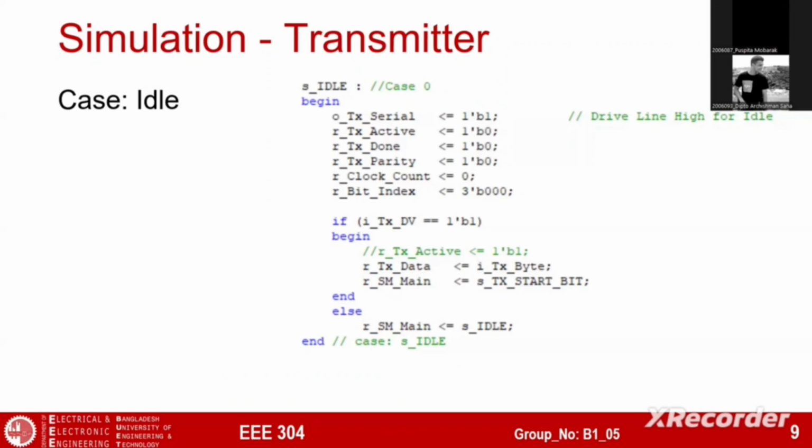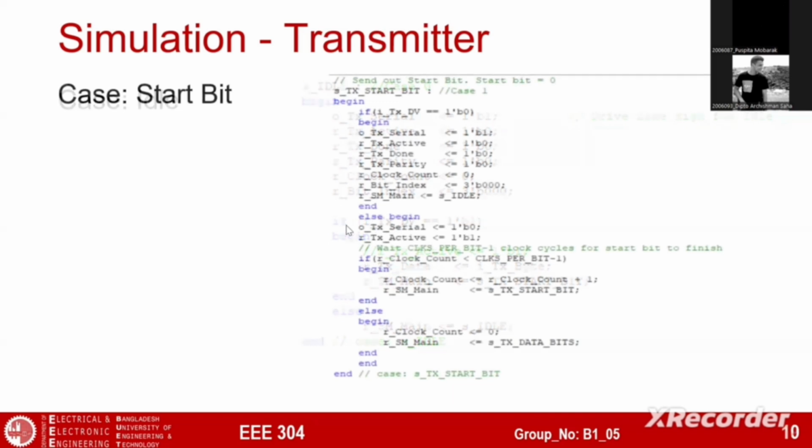So for the simulation of the transmitter part, here we can see the case idle in the code. For the idle case, if the ITX DV, which is actually the reset, is equal to 1, then the process will start, and from the idle bit it will go to the start bit case. Otherwise, the system will stay in the idle state.